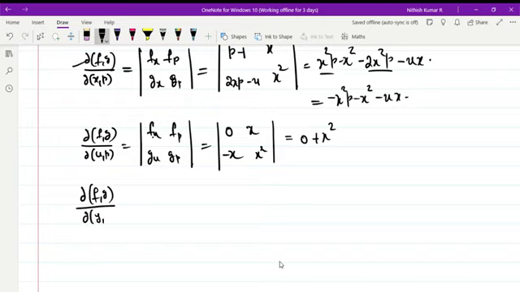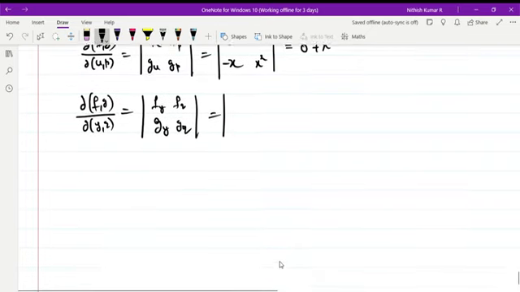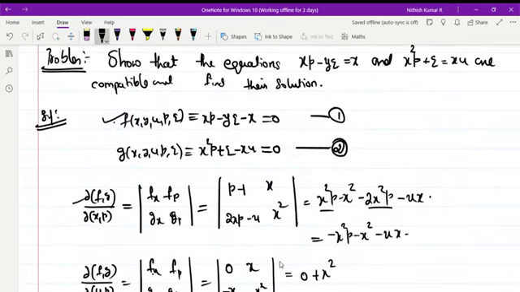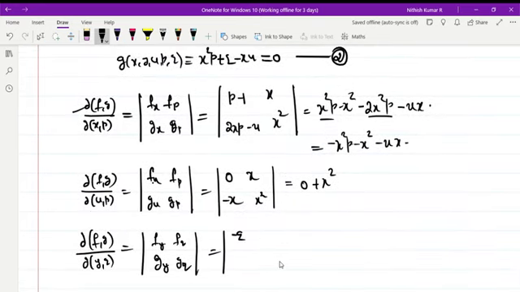Similarly, ∂(f,g)/∂(u,p) is the determinant of fu, fp, gu, gp. Now the derivative of f with respect to u is 0 because f is independent of u. Differentiation of f with respect to p is x. Differentiation of g with respect to u is minus x. Differentiation of g with respect to p is x square. So this is 0 minus of x square, so it is plus x square.